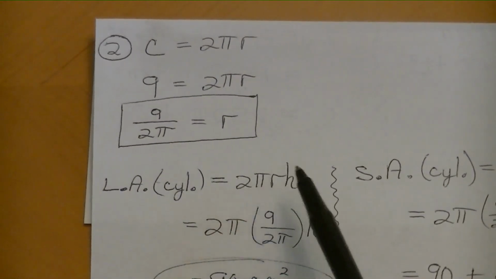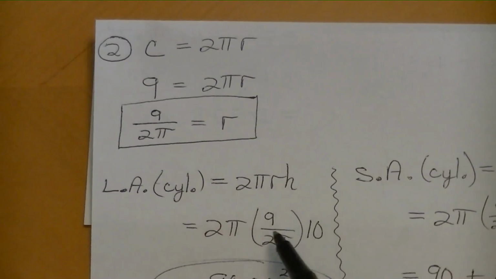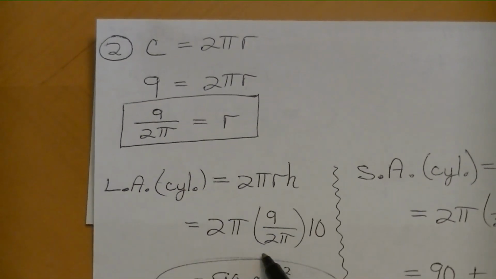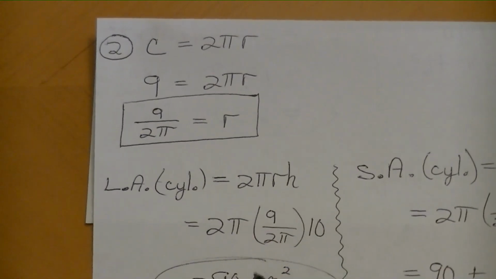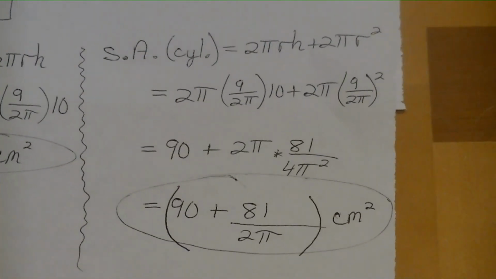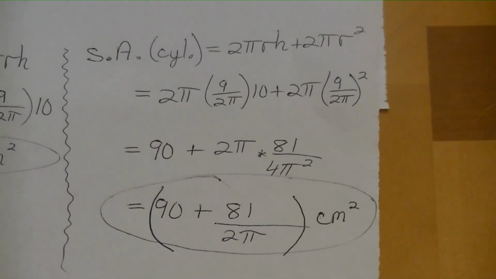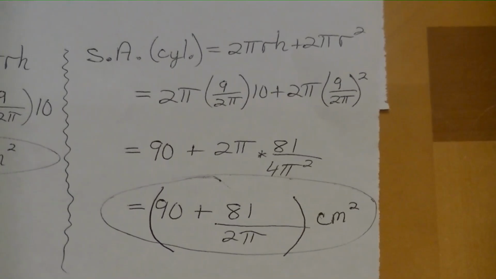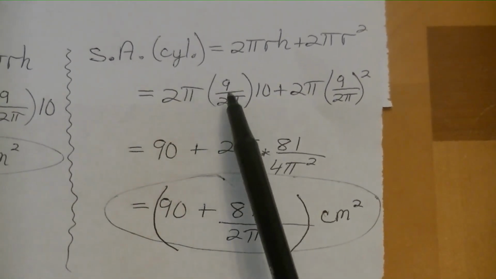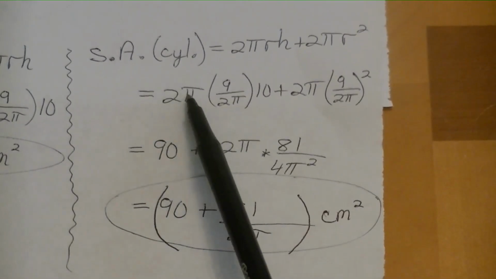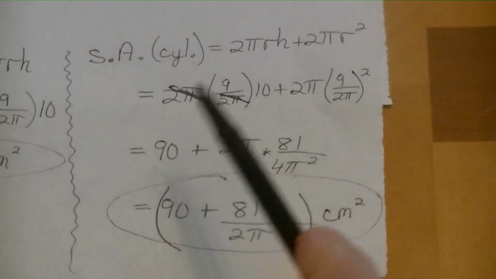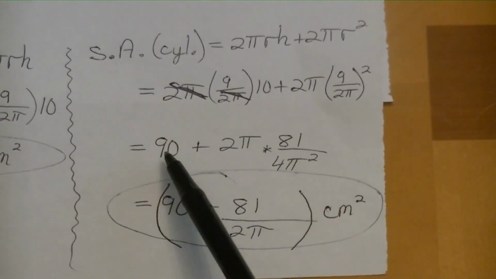So 2 pi rh. Just fill in my radius, fill in my height. The 2 pi and the 2 pi cancel, so 90 centimeters squared. Surface area, 2 pi rh plus 2 pi r squared. So again, the 2 pi from the formula and the 2 pi from the radius cancel. So that's nice. I'm left with 9 times 10. There's the 90 for the lateral.